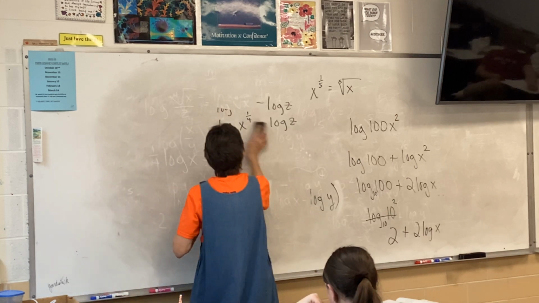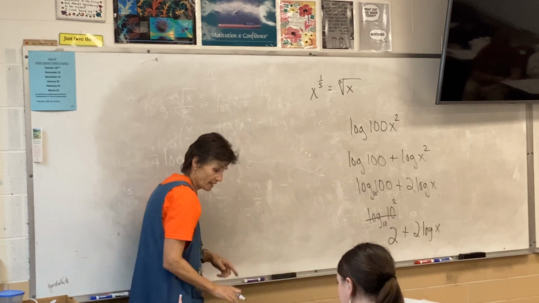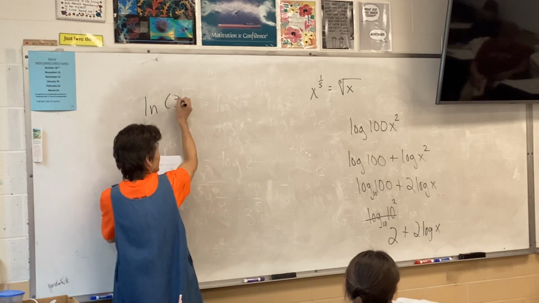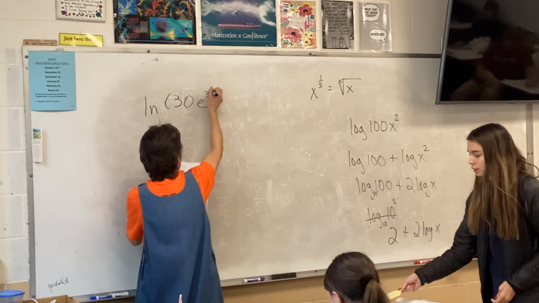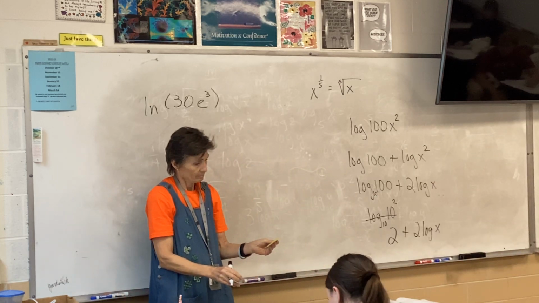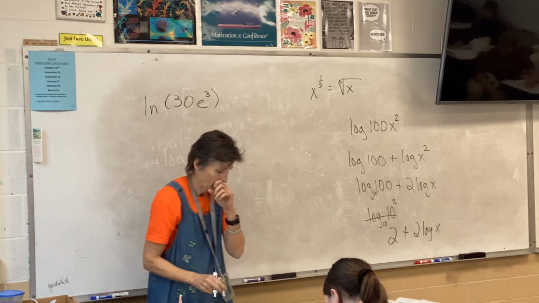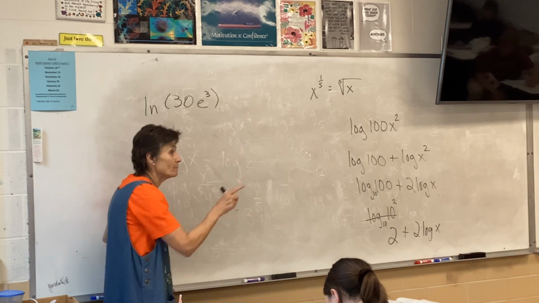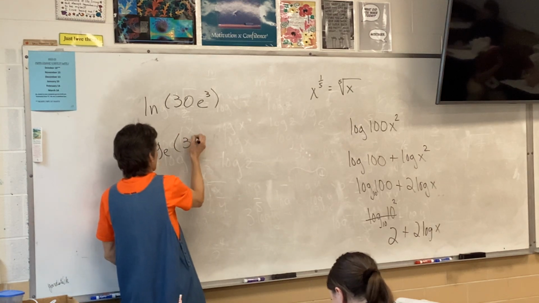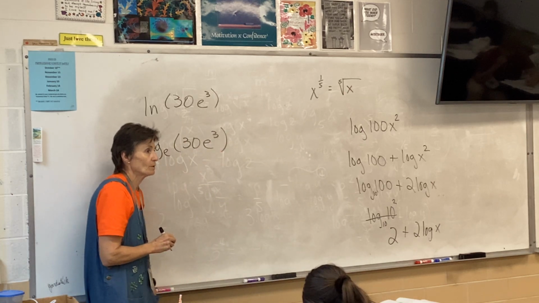All right, last one in this section, then we're going to go to our calculators again. Last one in this section, here we go. What are you going to do with this? ln 30 e to the third? Oh, yes. We change it to log e. Oh, absolutely, you can change it to log e if you wish. You can always do that. That's what ln means, right? Log base e.